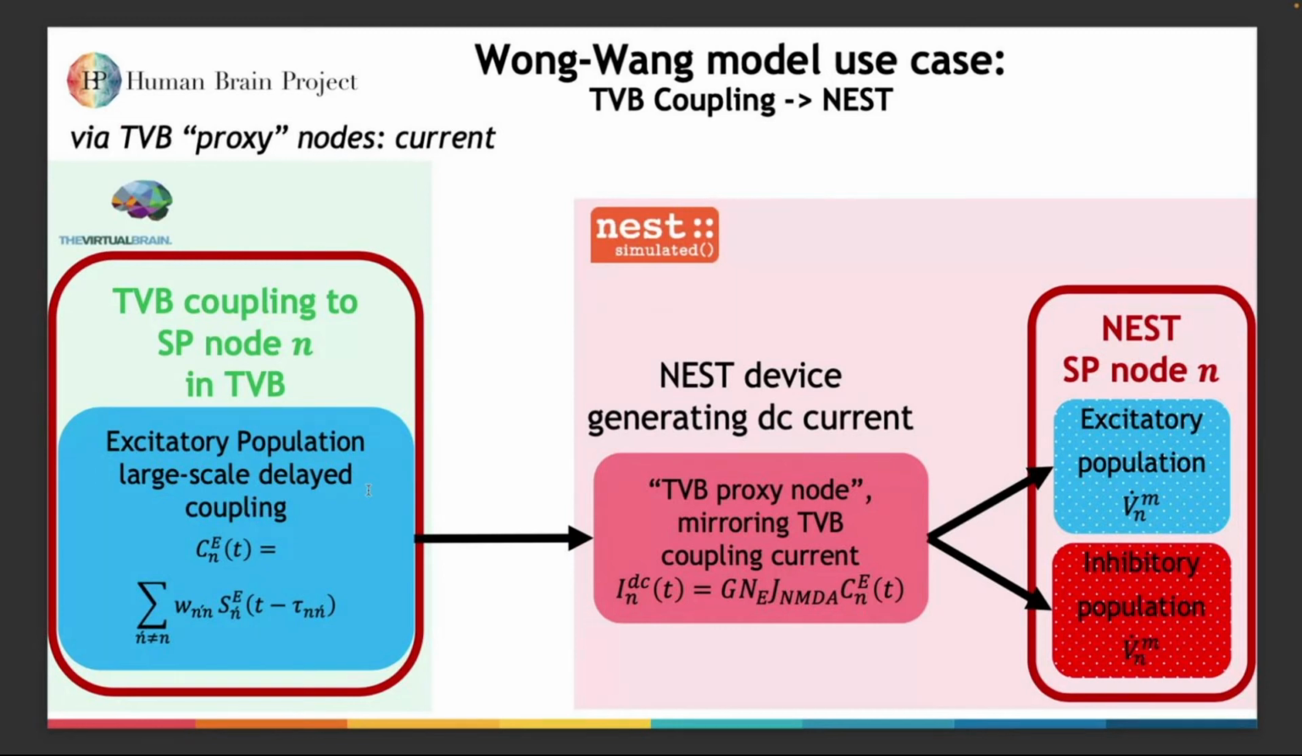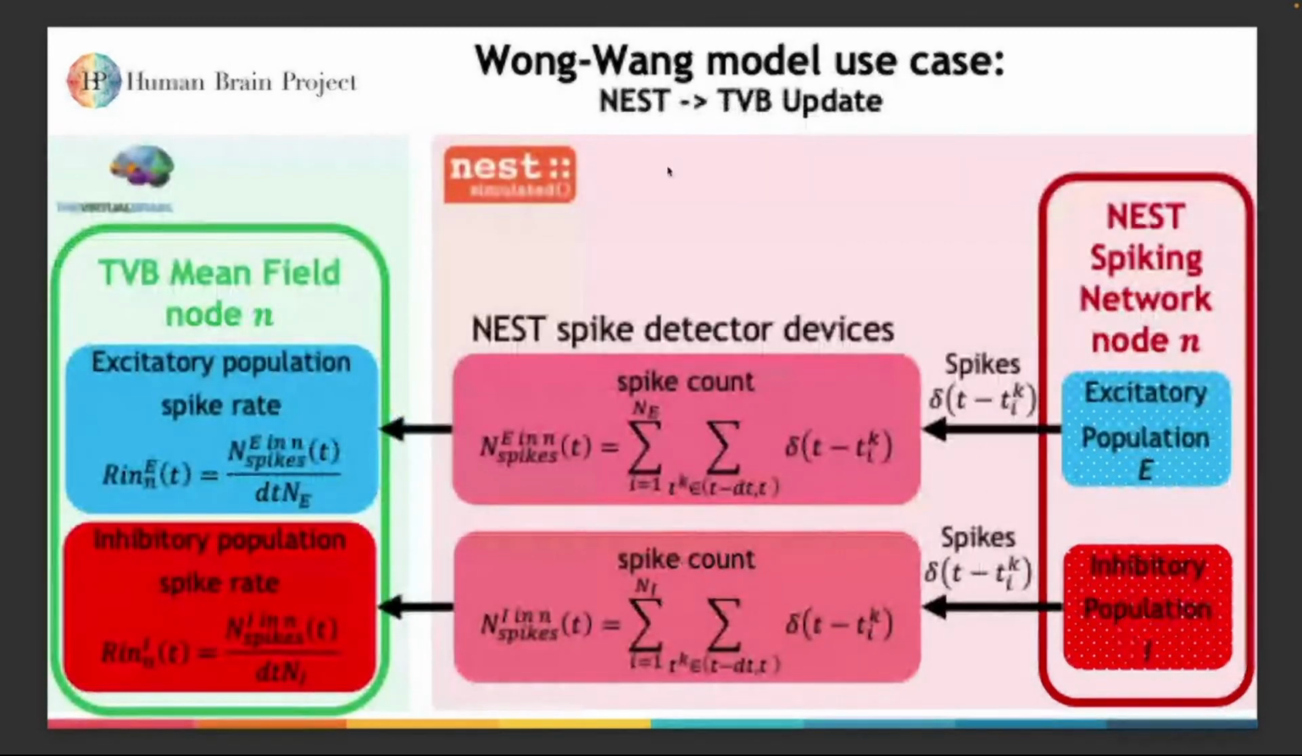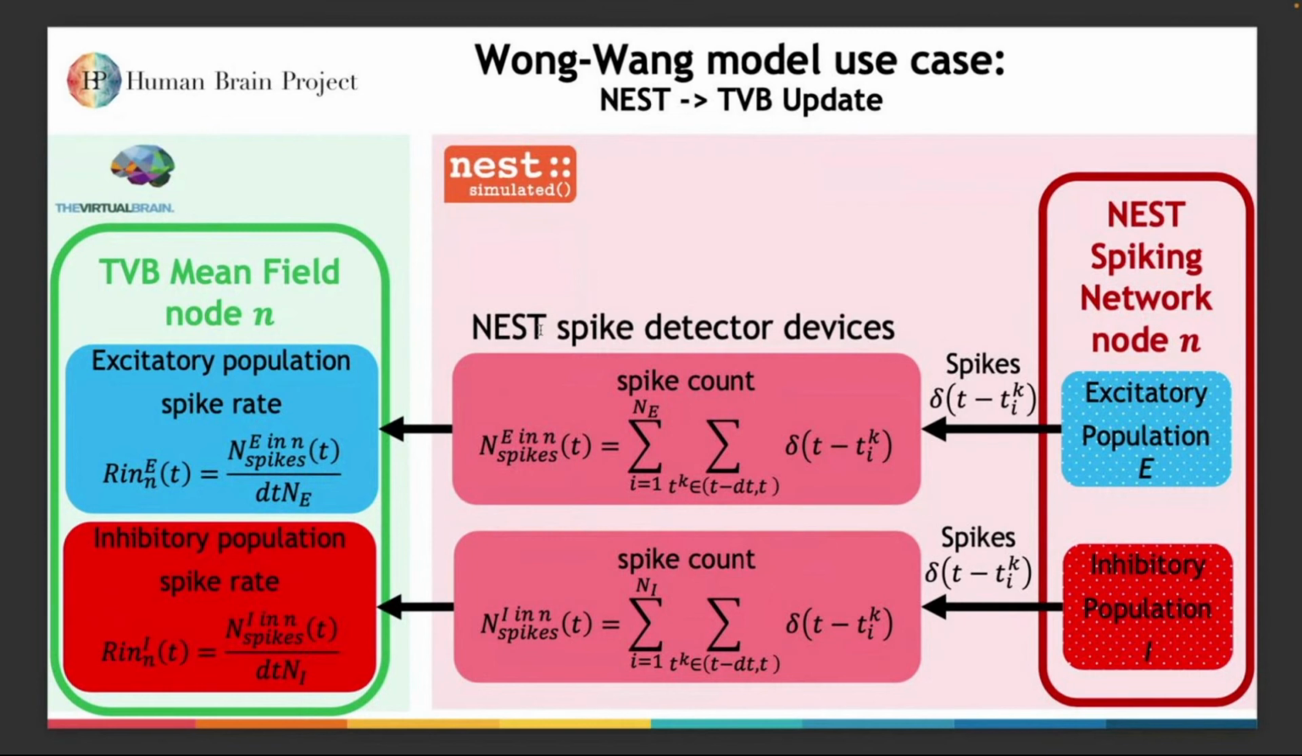And finally, for the Nest to TVB update, as we said, we can count the spikes using a spike detector device that is available in Nest. So counting the spikes for every population and then converting it to a mean firing activity for every time step. And then this activity would go and overwrite these rate variables in TVB, deleting, let's say in some sense, the equations that compute rates from currents in TVB for the specific nodes that are modeled in Nest.